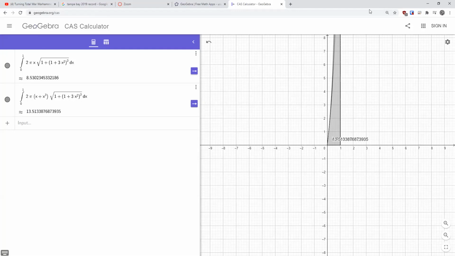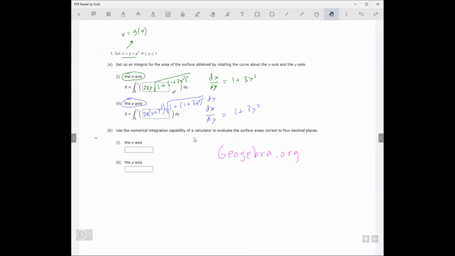So those are the answers that we got. Again, for the first one, when we rounded off, it's 8.5302, and the second one, 13.5134. Okay. Any questions about any of that?